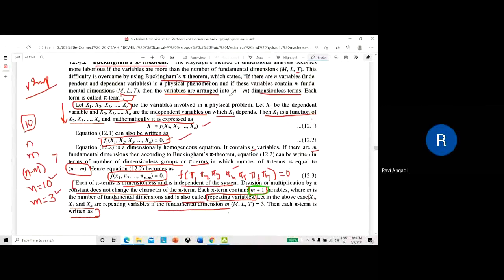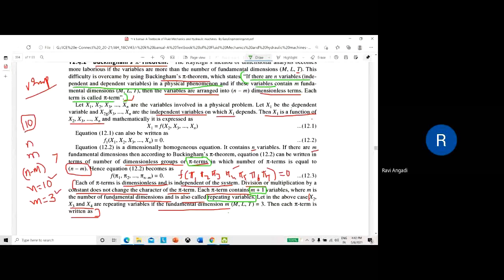Please take this statement. Here I'm highlighting these words are very important. Repeating variables, m plus 1 variable, this is very important, and pi terms. Then the highlighted words are very important, and here also this one up to here, this is a very important statement. State Buckingham pi theorem method and explain it. Explain means this is the explanation.